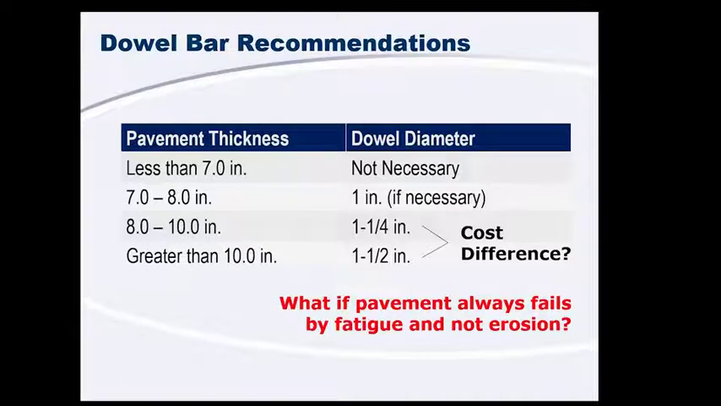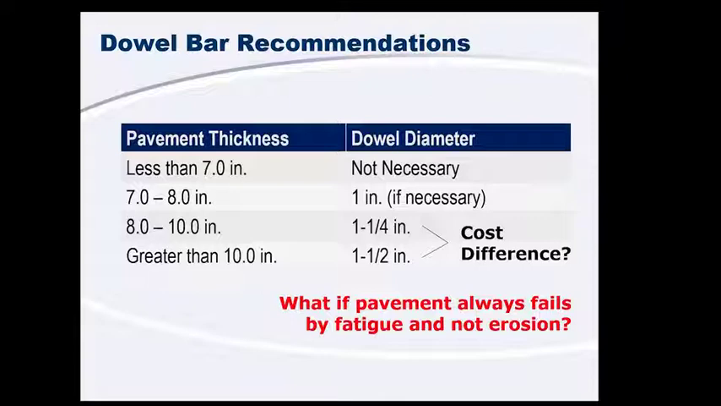If you have 1 1/2 inch dowel where you're supposed to have 1 1/4 inch dowel, you're most likely going to get better performance, and that's what we've seen from pavement ME analyses and finite element analysis as well. If we're in the 7 to 8 inch range or less than 7 inches, typically you're not going to have enough heavy loads to require dowel bars.